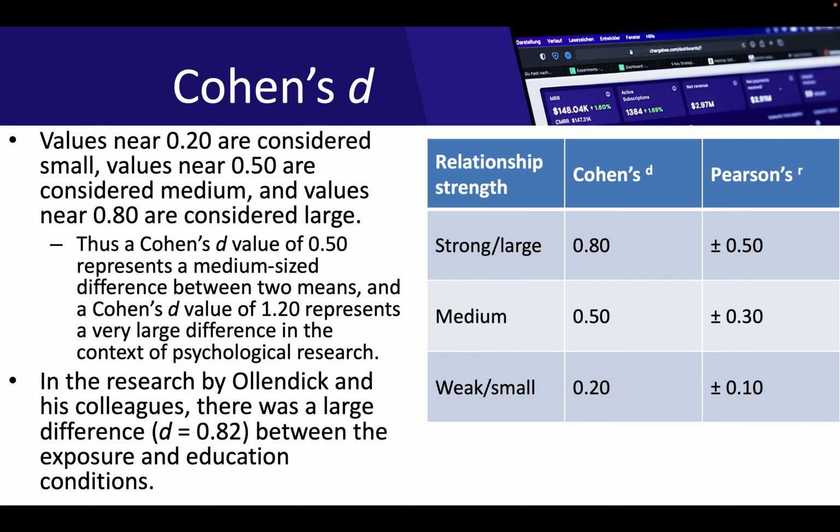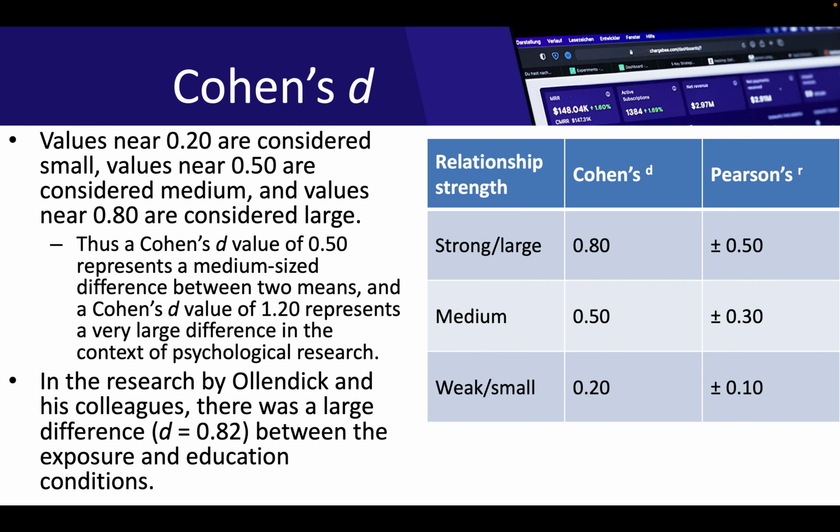Values near 0.20 are considered small, values near 0.50 are considered medium, and values near 0.80 are considered large. Thus, a Cohen's d value of 0.50 represents a medium-sized difference between two means, and a Cohen's d value of 1.20 represents a very large difference in the context of psychological research.